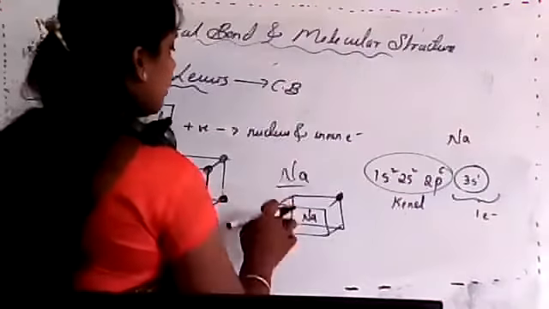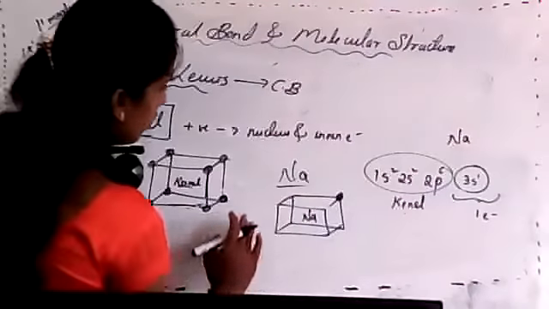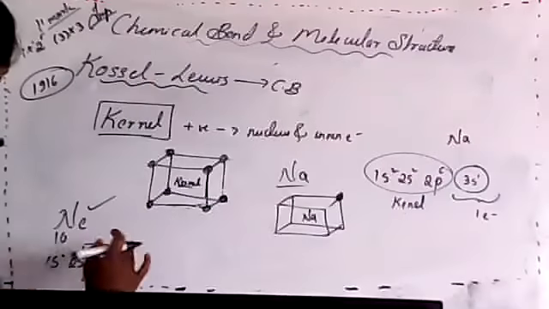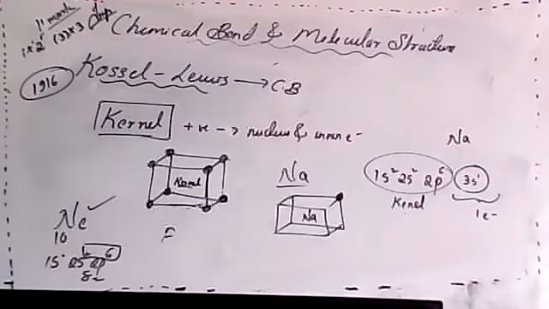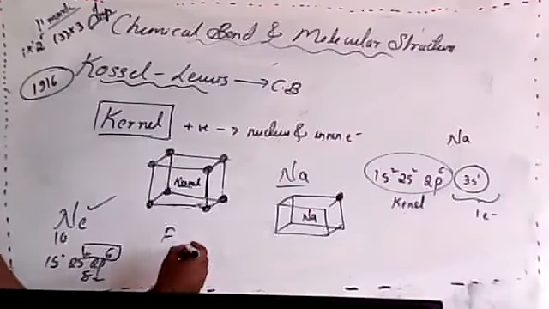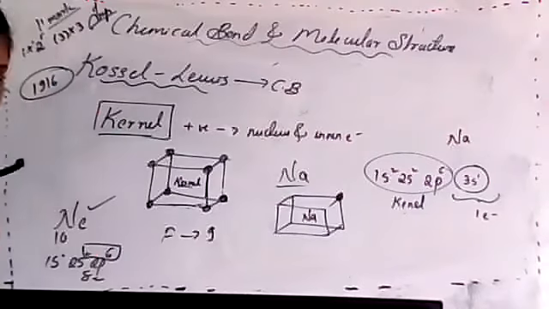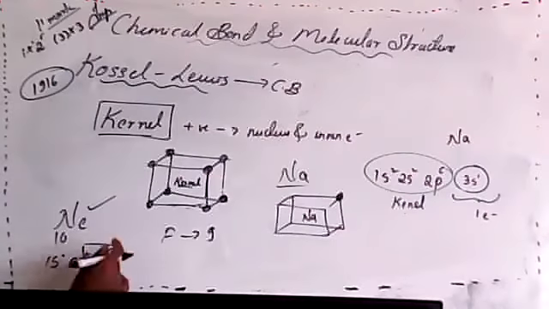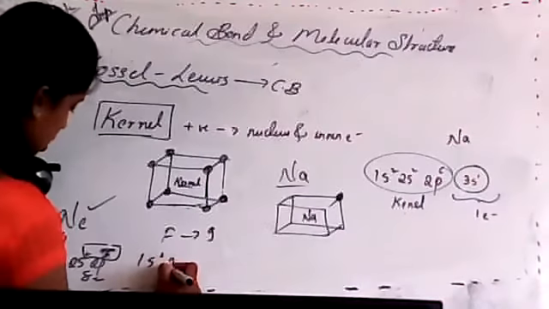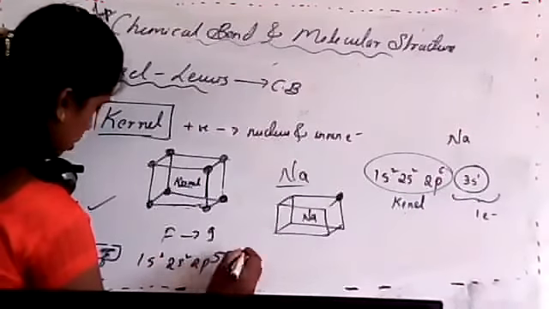If we consider, for example, fluorine. Fluorine has atomic number 9, isn't it? 1s2, 2s2, and this one is 5. So I'll consider 1s2, 2s2, 2p5.